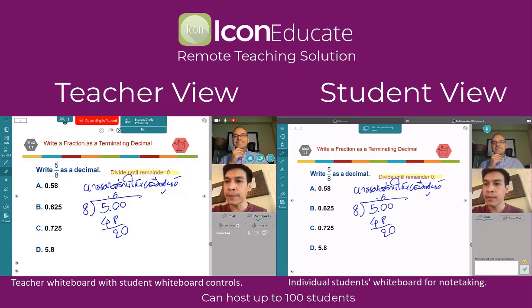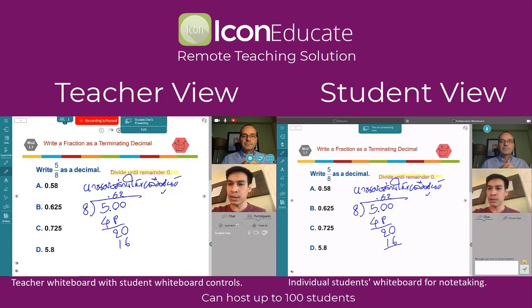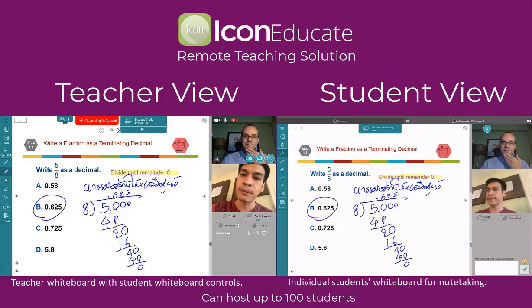So that is 20. So 8 times 2 is 16. 20 minus 16 is 4. It's not 0 yet. I'm going to add more 0. So 8 times 5 is 40. So that's going to be 0. So the answer is 0.625, which is B.